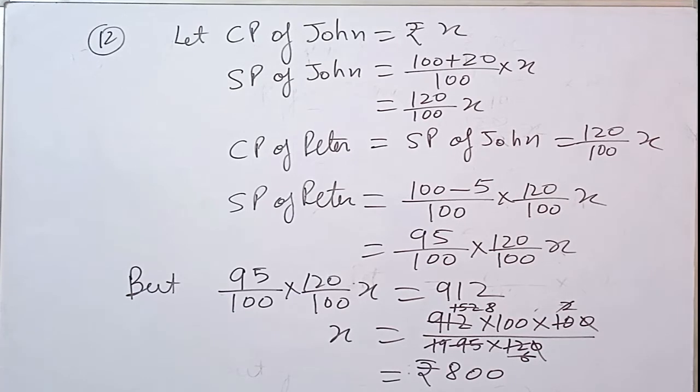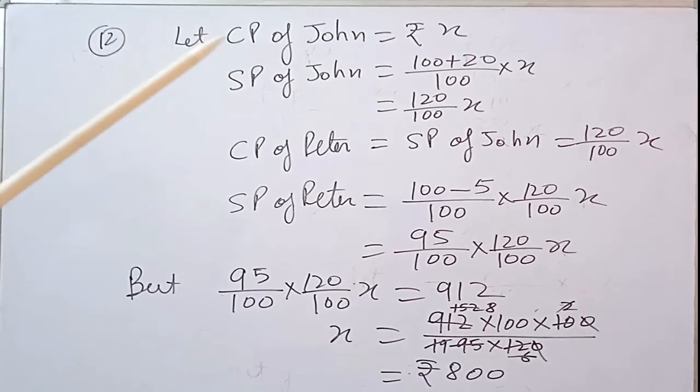Children, I am taking question number 12. The question is that John sold an article to Peter at 20% profit, and Peter sold it to Mohan at 5% loss. If Mohan paid 912 for the article, find how much John paid for it.